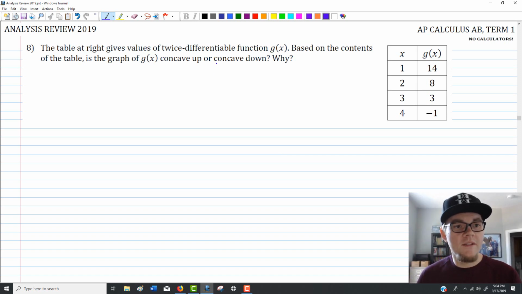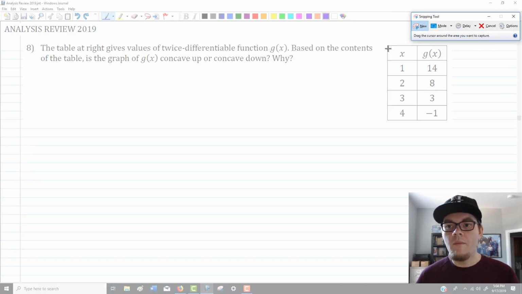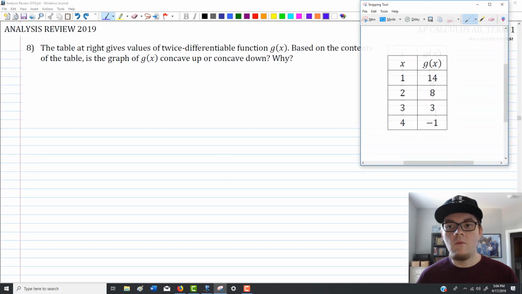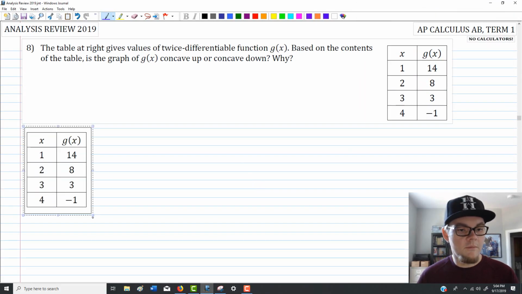Okay, in question number 8, it says the table at right gives values of the twice differentiable function g of x. Based on the contents of the table, is the graph of g concave up or concave down? Why? So here's our thing. We want to figure out what's happening right there. So to help me, I'm just going to copy the table one more time. I'm going to make it larger.